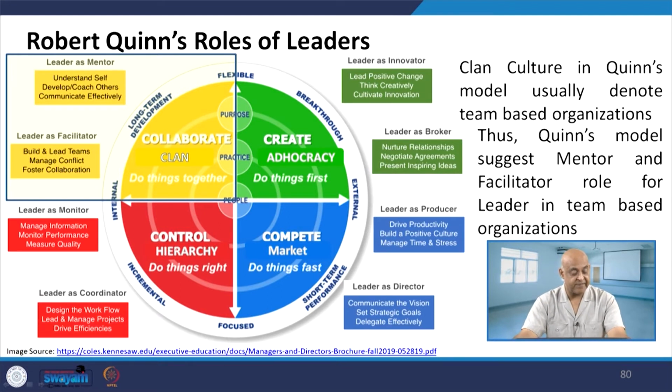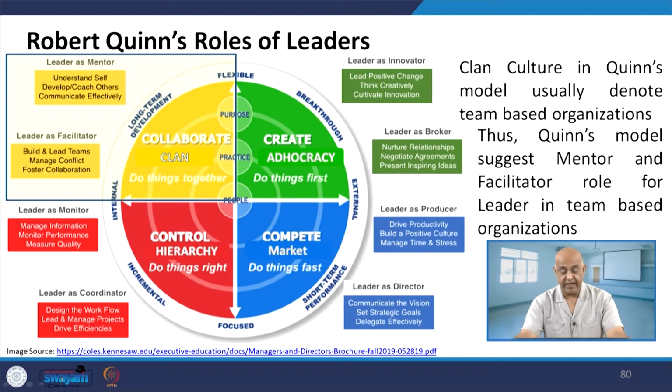Whenever the leader is a facilitator, he is a collaborator. Build and lead teams, manage conflict and foster collaboration. Because he is playing the role of a facilitator, you will find that the output and efficiency is also much better. Leader as mentor: understanding the self, developing others as a coach and communicating effectively, and therefore this will be very useful for long-term development.